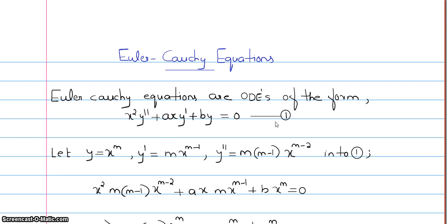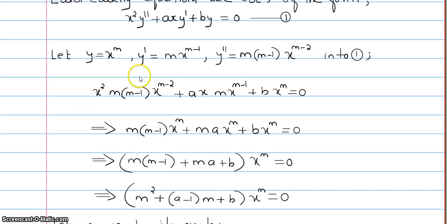For solving this type of differential equation, we will use some substitutions. The first substitution is y equal to x raised to m, y dash equal to m into x raised to m minus 1, and y double dash equal to m into m minus 1 into x raised to m minus 2 in this Euler equation. By substituting all these terms in equation number 1, we will get the equation like this.